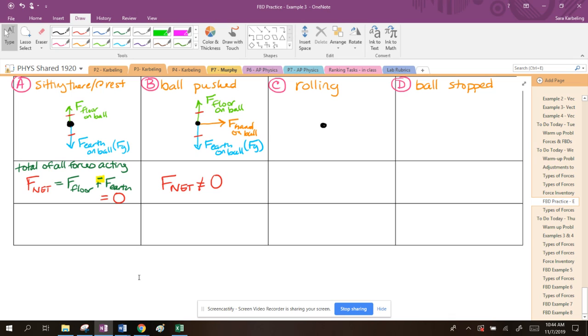Ooh, pick me. Go, Luke, what you got? The force of gravity on the ball. It's the force of the what on the ball? The earth. The earth on the ball, but it is a gravitational force, indeed. And which way does it go? Down. Yeah, it does. Everybody got that one?